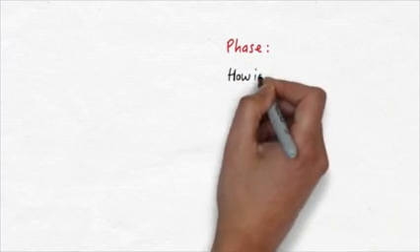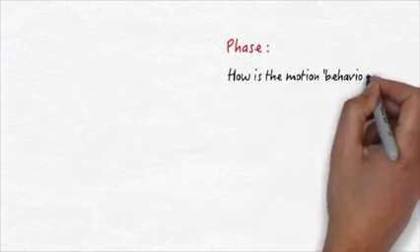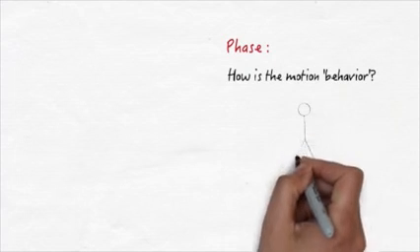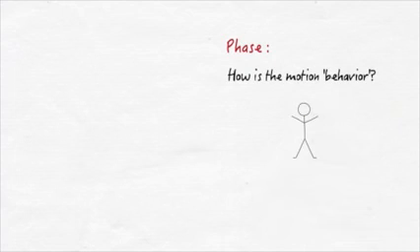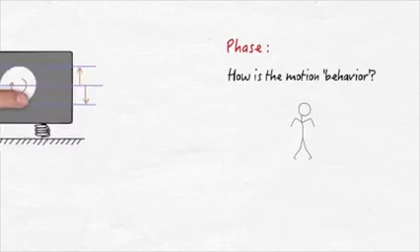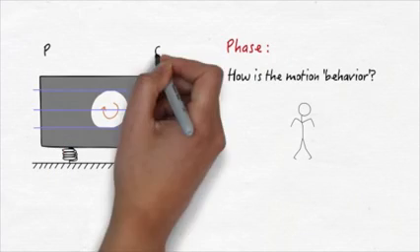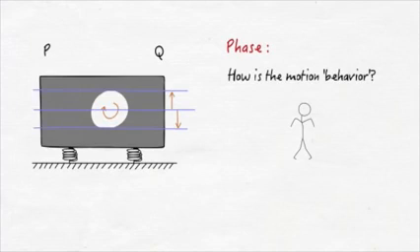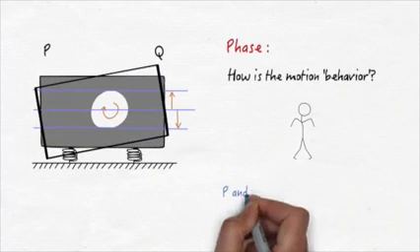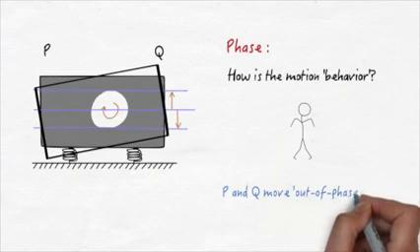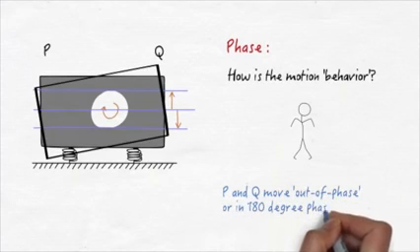The phase describes the behavior of the motions. Let's say that the left hand side of the machine is P and the right side is Q. If they move in opposite directions, we say P and Q move out of phase, or have a 180 degree phase difference.